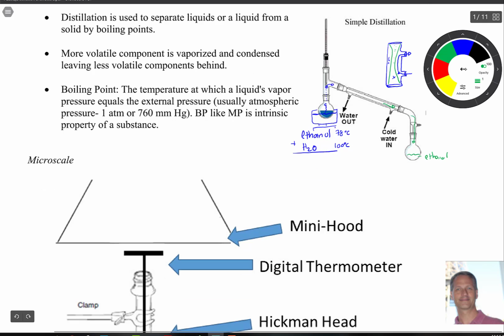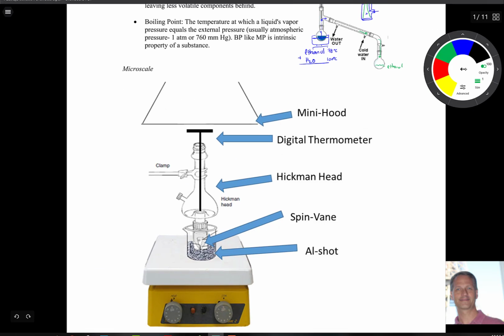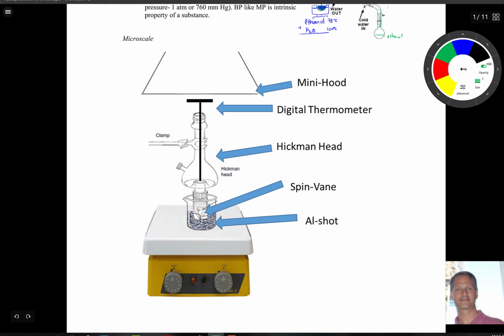Now, for us, we use microscale. So the microscale setup for this looks like this. Got a hot plate here. This is aluminum. So we have aluminum shot down here. You got a spin vane in there.